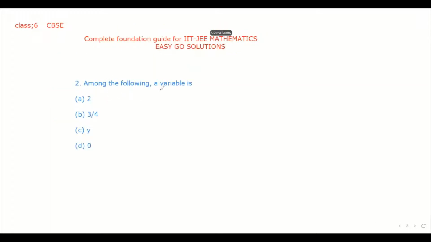Next, among the following, a variable is dash. The options are 2, 3 by 4, y, 0. Variable, as I told, is something that varies. It keeps changing the numerical value. So y, you can give y any value. The other numbers 2, 3 by 4, 0 are all fixed. So it is C.